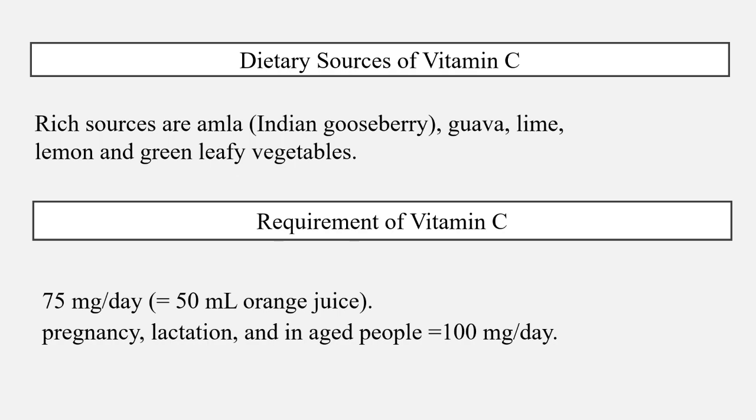So sources of vitamin C are amla, guava, lime, lemon and green leafy vegetables. The RDA for vitamin C is 75 milligrams per day. In pregnancy, lactation and in aged patients it is 100 milligrams per day.